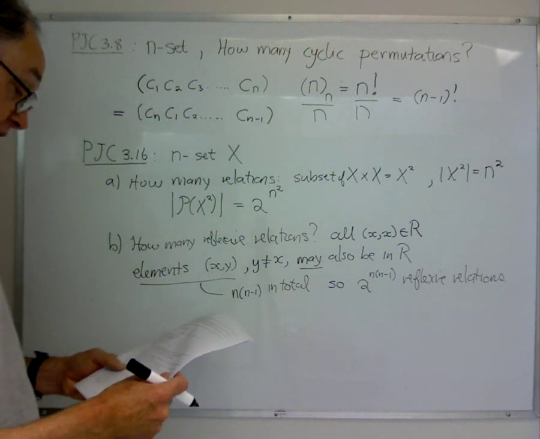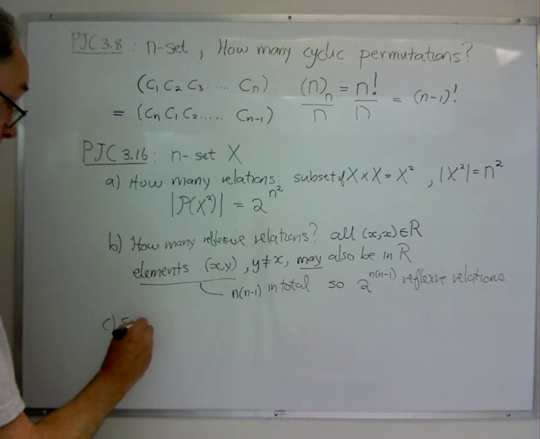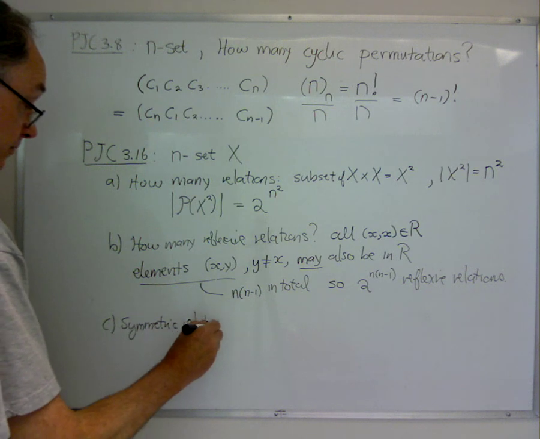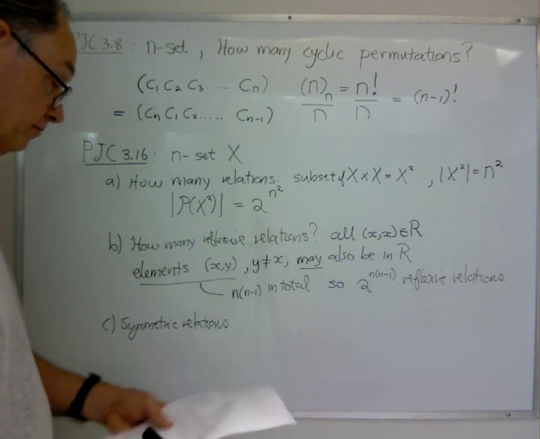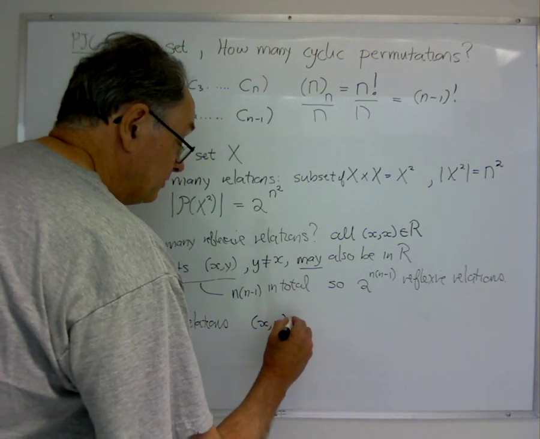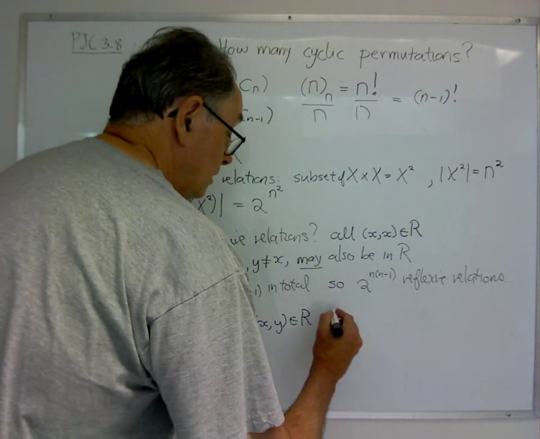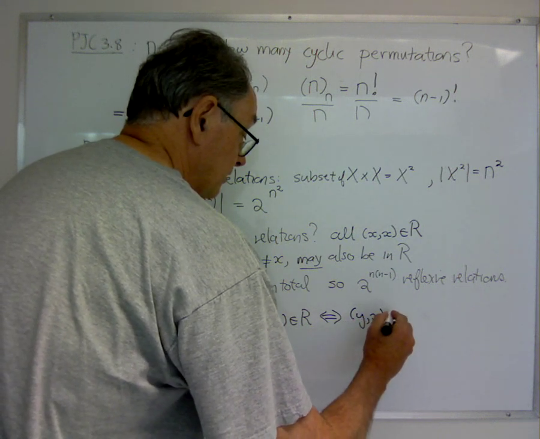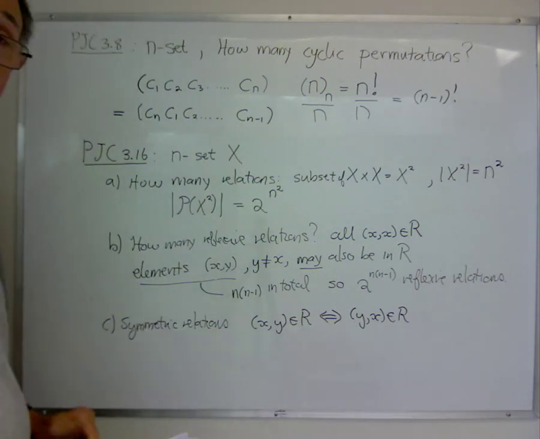The third one is symmetric relations. So how many symmetric relations on an n set? Just to remind you, if this is part of the relation, then you must have that part of the relation. So if xy is in the relation, then yx must be in the relation. That's if and only if. You have to add them both.